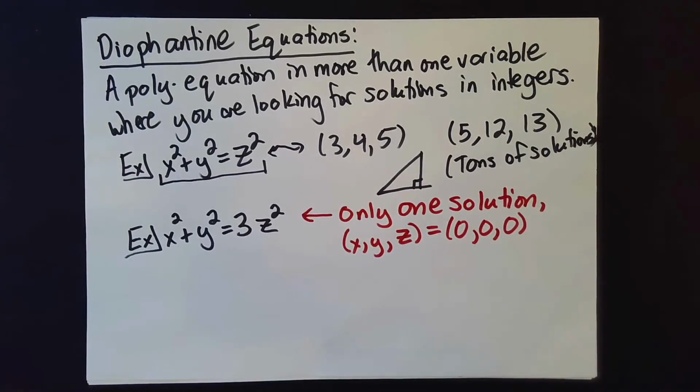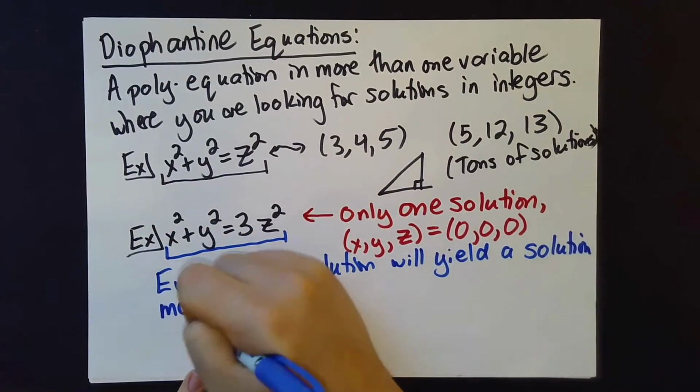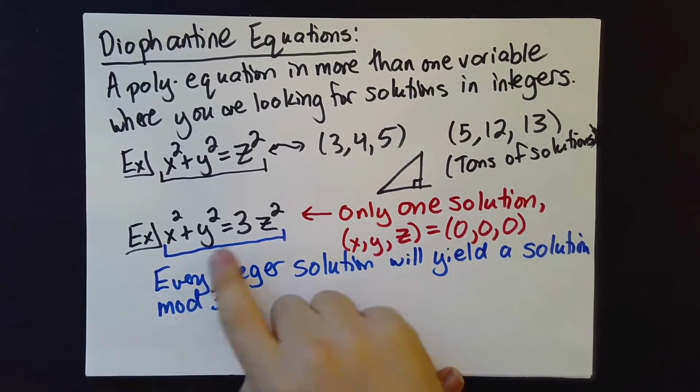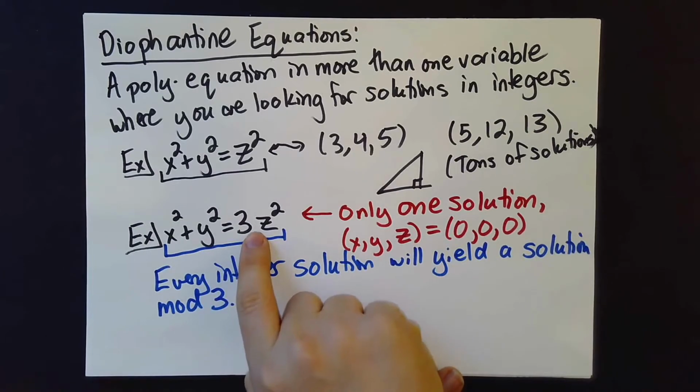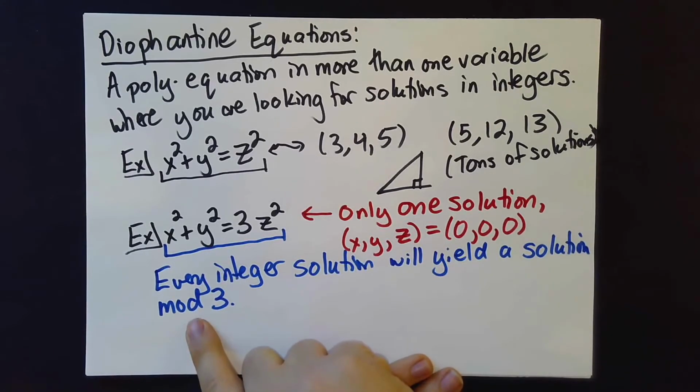So again, the key insight into thinking about this is every integer solution to this equation will yield a solution mod 3. So what I'm going to do is start by supposing I have a solution, and then I'm going to look at it mod 3 and think about what it could be. Now, the question about what the solutions to this are mod 3 is much more tractable.